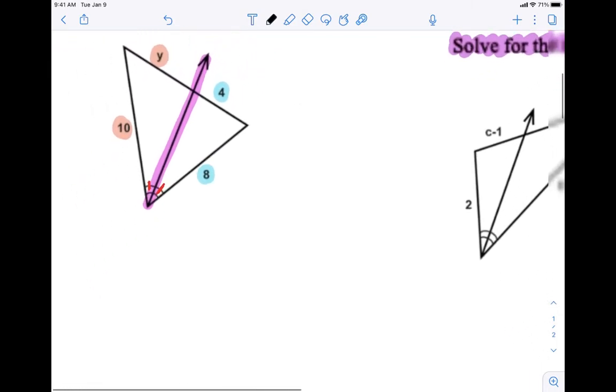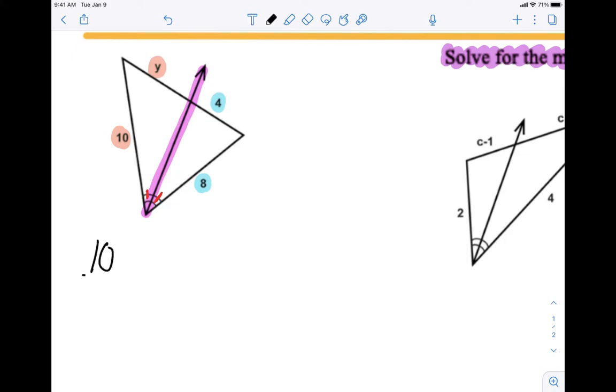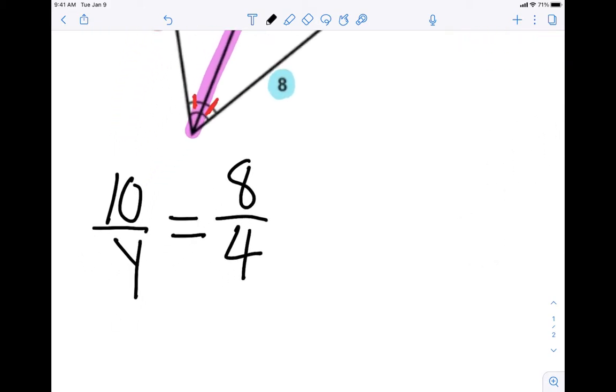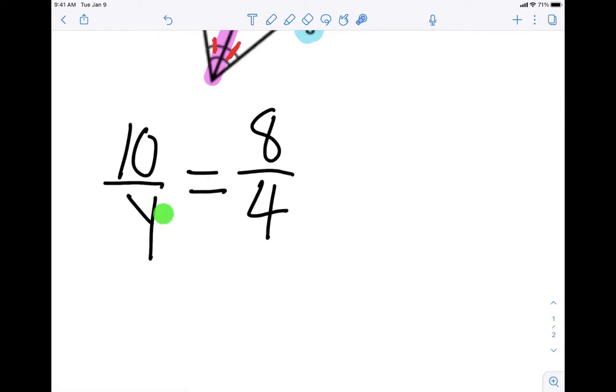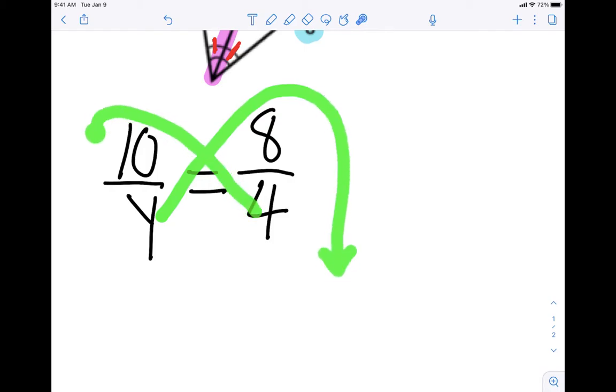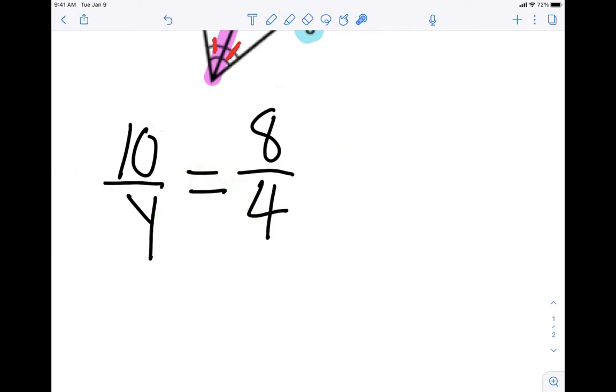So let's say here, we have room on the bottom here. 10 over y is equal to, well, since I started down here, over y, I'm going to start with this 8 over 4. So I'm going to say 8 over 4, okay? Now, once I have this proportion, I'm going to butterfly multiply, or like most of us are used to hearing it, cross multiplying. So y is going to multiply with 8, and 4 is going to multiply with 10, right?